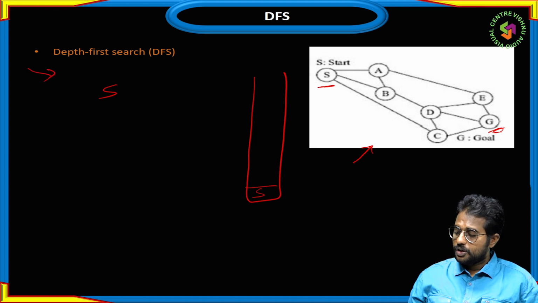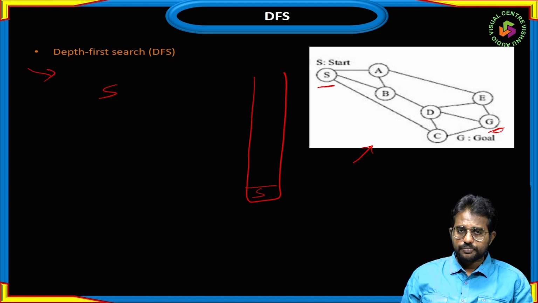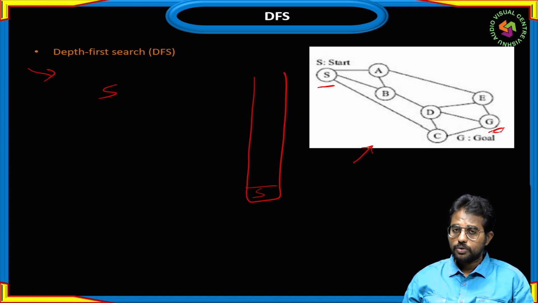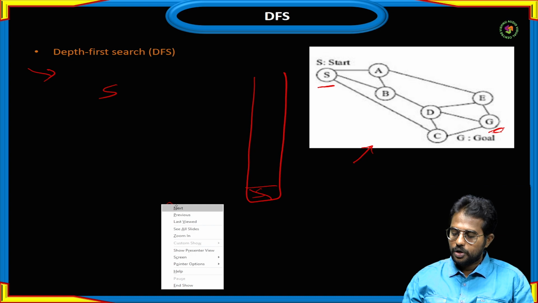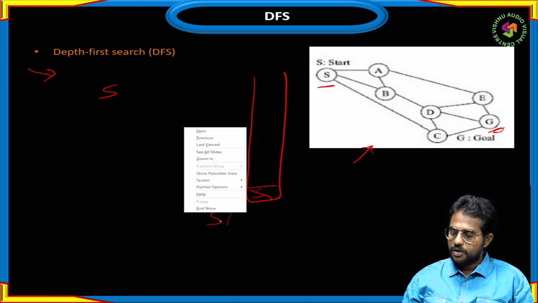First S. In the algorithm, first I check whether the goal node is reached. Until now the goal node is not reached, and I also check whether the stack is empty. The stack is not empty, so I will apply the pop operation. By applying the pop operation, this S will be deleted from the stack and it will be stored in node n.